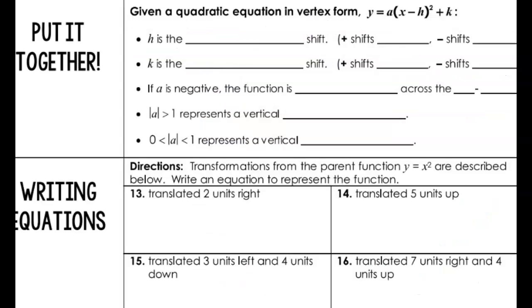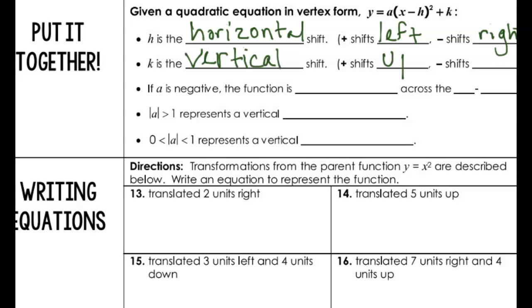So let's put this all together then. Notice that h shifts the parabola horizontally. Anything that's plus inside the parentheses is a shift to the left, and anything that is a minus is shifted to the right. k moves it vertically. So if you see anything that's plus k in the equation, that's going to shift it up, and anything that's minus k is going to be shifted down.